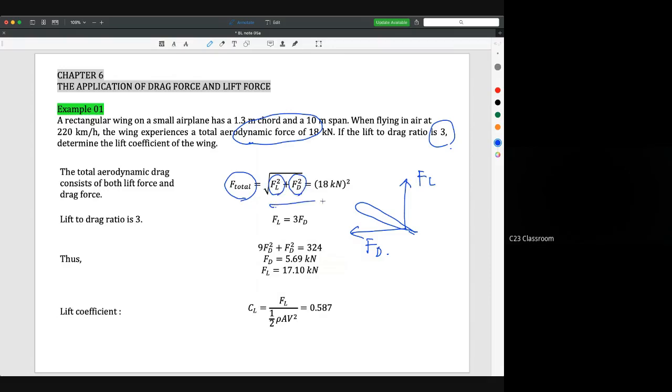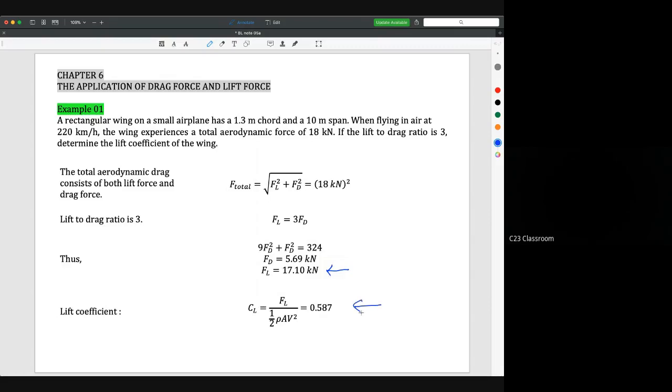So we have this term, and then the question gives that the lift to drag ratio is 3, which means the ratio between lift force and drag force can be written like this. By using these two equations, we have 9 FD squared plus FD squared equals 324, and then we can determine that the lift force is 17.1 kilonewton.